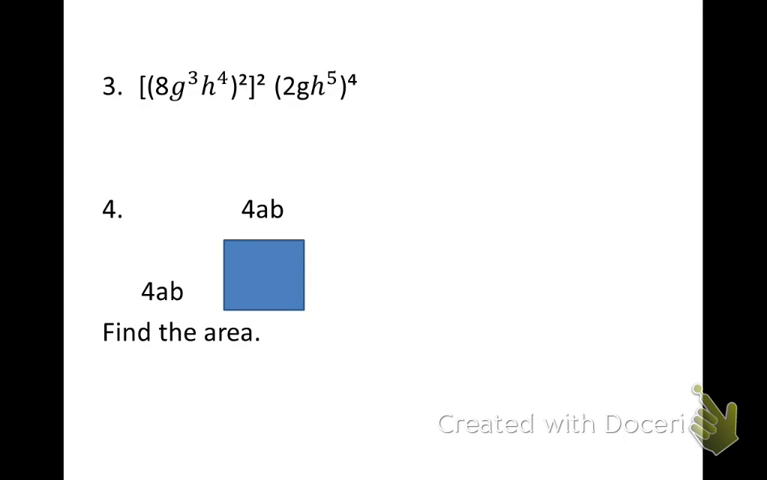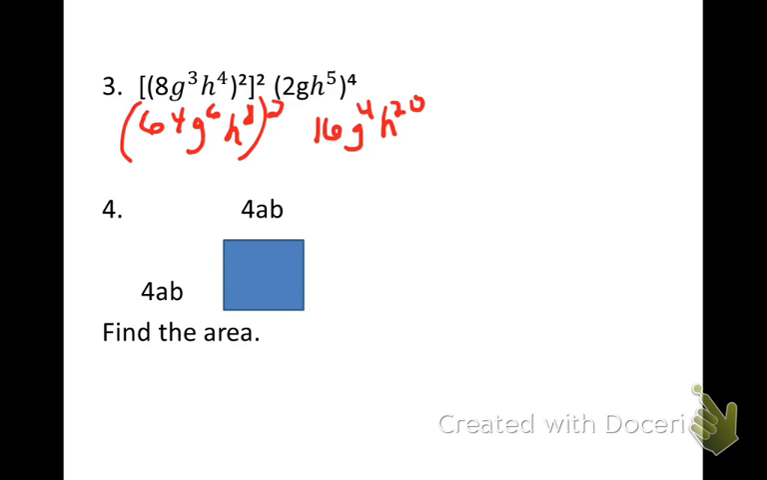Again, in this problem, we got to kind of start inside, and we're going to square things. So this would be 64, g to the 6th, h to the 8th. And now all of that is squared. I'm going to leave that there, I think, and go do this part over here first. So now I'm going to take that to the 4th power. 2 to the 4th would be 16, g to the 4th, h to the 20th.